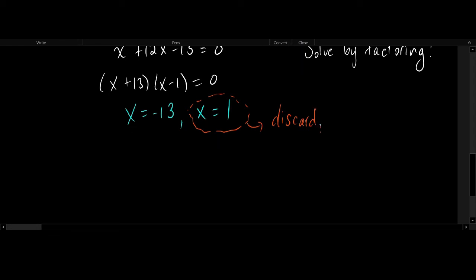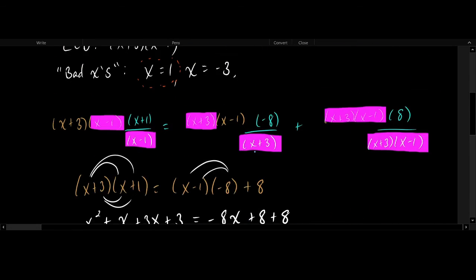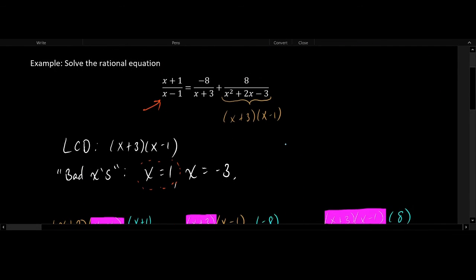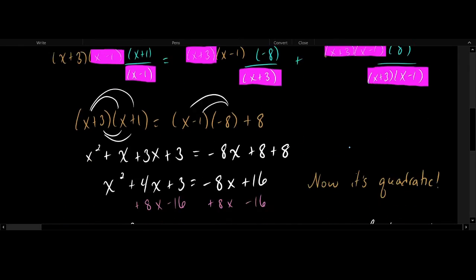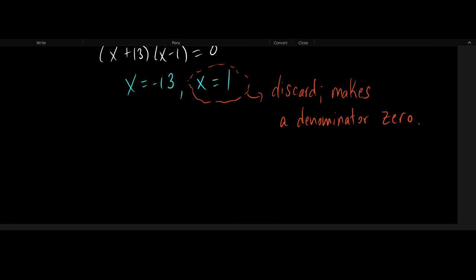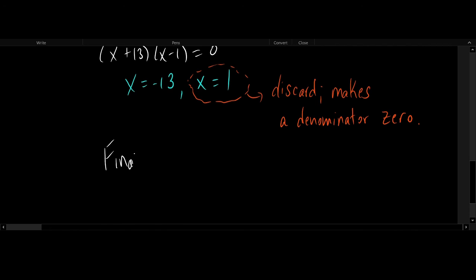Discard, it makes a denominator 0. But x equals negative 13 is a perfectly acceptable solution and is not equal to either one of the bad x's that we established at the start of the problem. x equals negative 13 does not make any denominator 0. So here's our final answer. For the final answer, I would give the one valid solution to this problem, x equals negative 13.